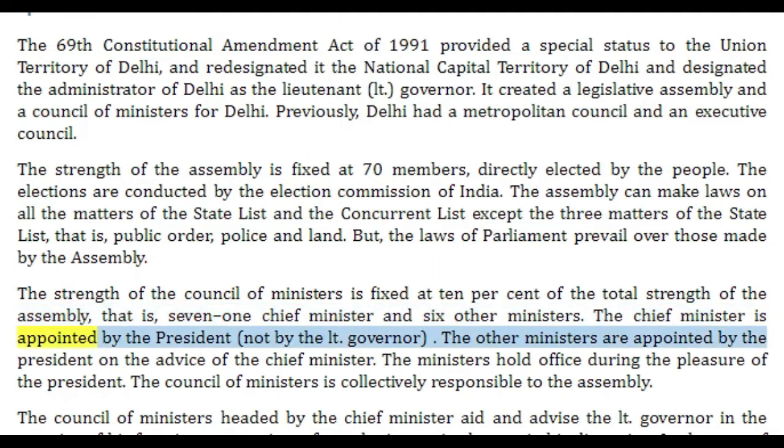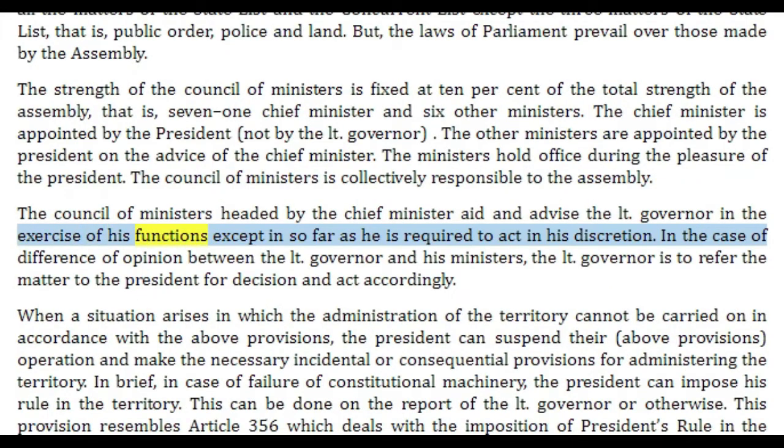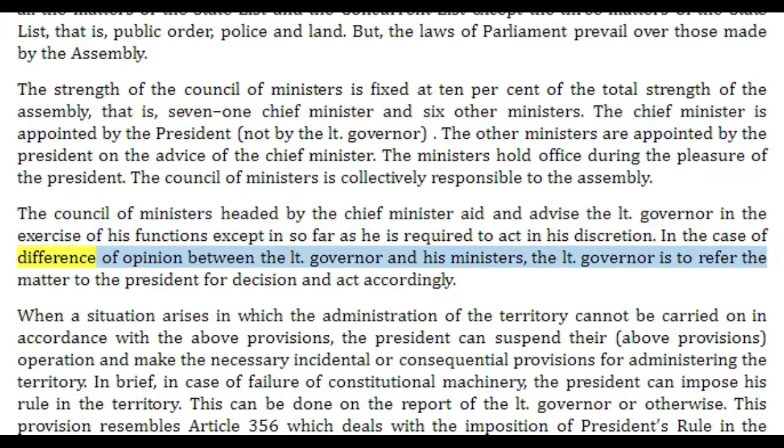The Chief Minister is appointed by the President, not by the LT Governor. The other ministers are appointed by the President on the advice of the Chief Minister. The ministers hold office during the pleasure of the President. The Council of Ministers is collectively responsible to the Assembly. The Council of Ministers headed by the Chief Minister aid and advise the LT Governor in the exercise of his functions except in so far as he is required to act in his discretion. In the case of difference of opinion between the LT Governor and his ministers, the LT Governor is to refer the matter to the President for decision and act accordingly.